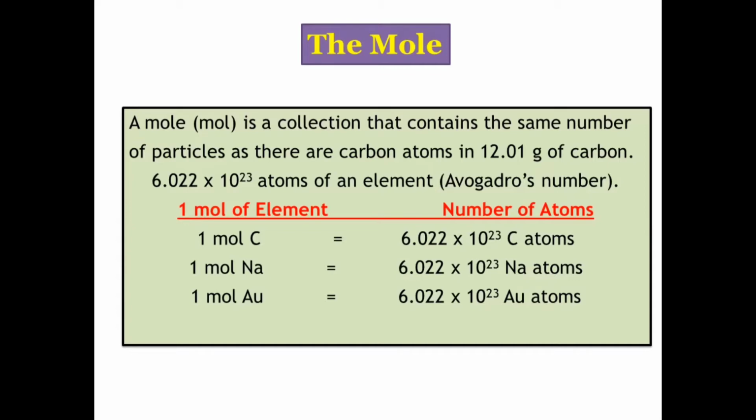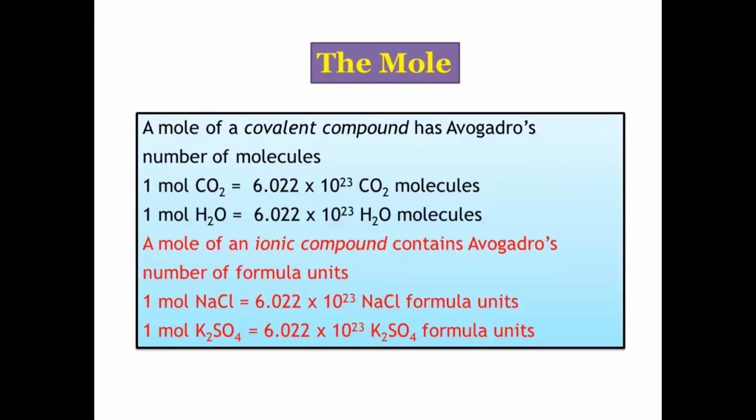For any element, if we are calculating 1 mole of a substance, it will always be equivalent to the Avogadro's number. So here you can see 1 mole of carbon is equivalent to 6.022 into 10 raised to 23 carbon atoms. Similarly, for sodium, the number is the same, Avogadro's number. And 1 mole of gold is always equivalent to 6.022 into 10 raised to 23 gold atoms. So what is the conclusion here? 1 mole of any substance is always equivalent to the Avogadro's number.